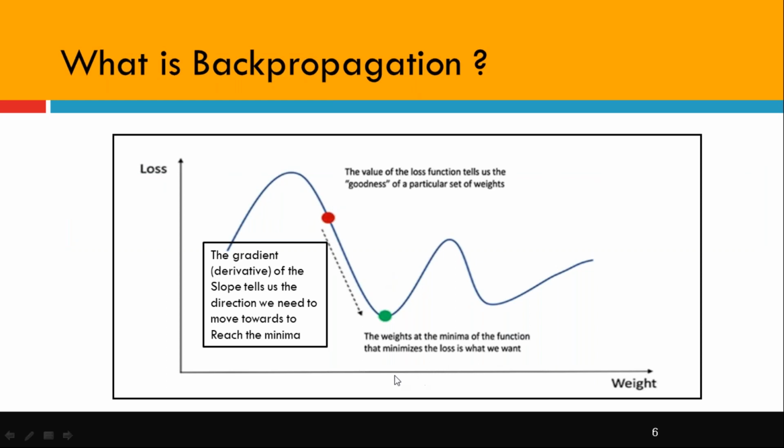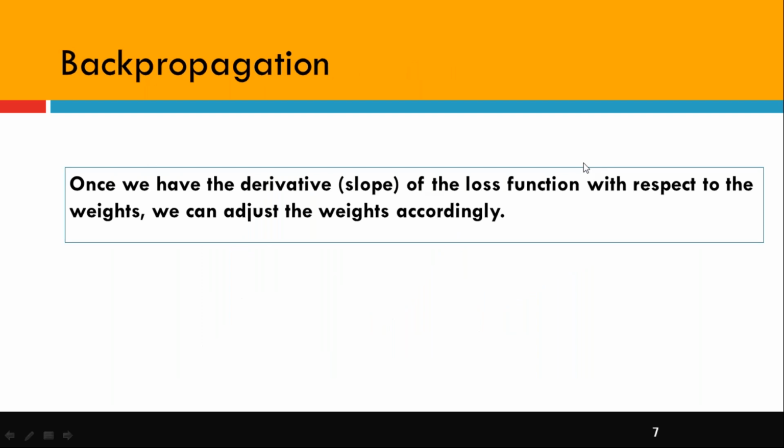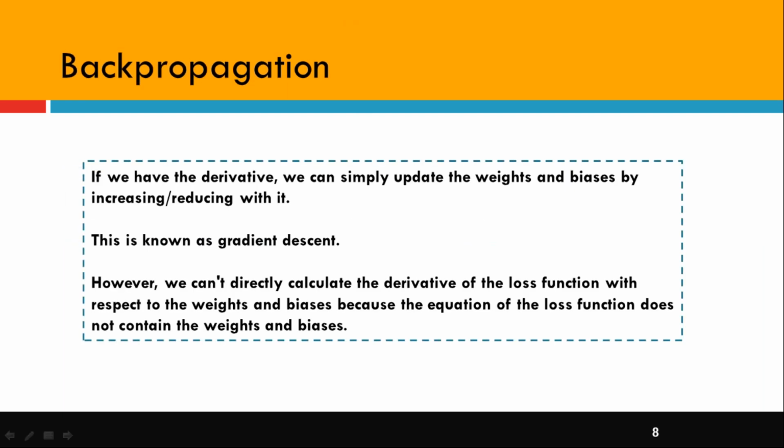So the end objective is we need to find the weights that minimize the loss, right? For that we need to know the direction. Only when we know the slope should we be able to minimize the error. The value of the loss function tells us the goodness of a particular set of weights. That's the whole objective of the loss function. So once we have the derivative of the loss function with respect to the weights, we can adjust the weights accordingly. If we have the derivative, we can simply update the weights and biases by increasing or reducing them. That's what we discussed a while back, and this is known as gradient descent.